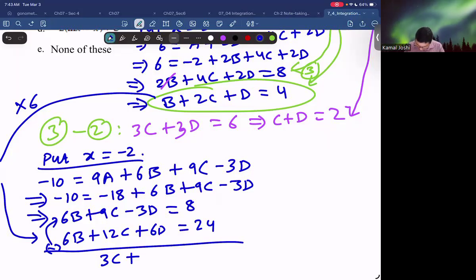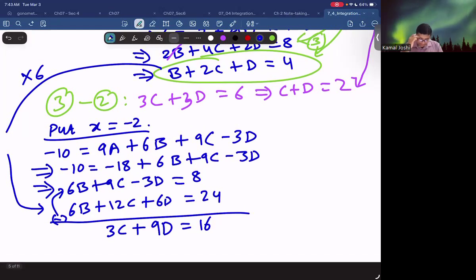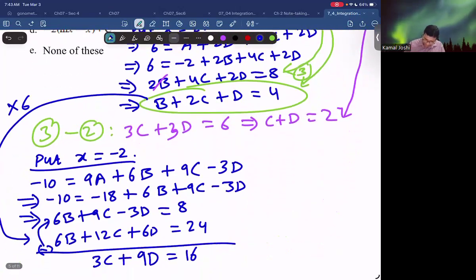3c, oh, or am I going to get something different? Let me double check I did not make a mistake here. If I get a different equation, I'll be happy. Okay, it looks like I'm going to get a different equation, which is good news, because the other equation was c plus d equals 2.